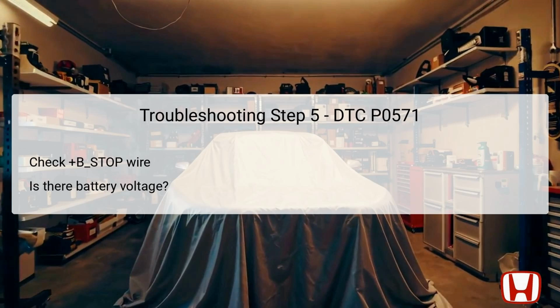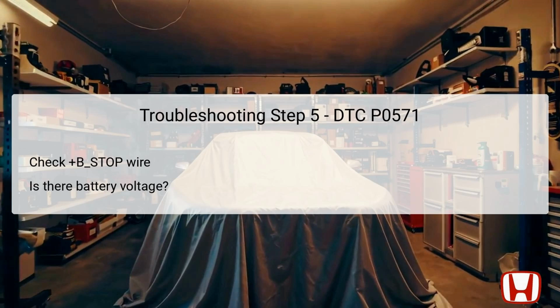The 5th step involves measuring the voltage between test points related to the +B stop wire to confirm its integrity. This wire connects the brake pedal position switch to fuse A17 and should have battery voltage when the ignition is in the lock, 0, or off position.